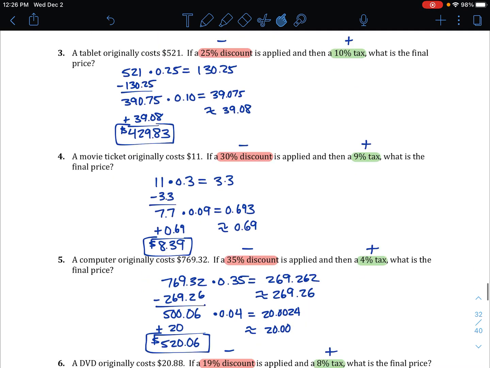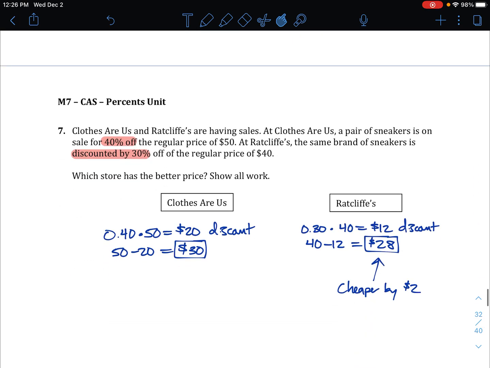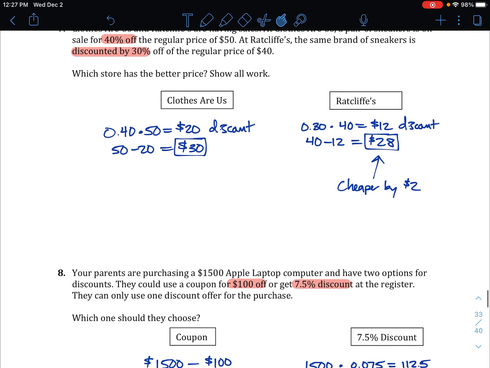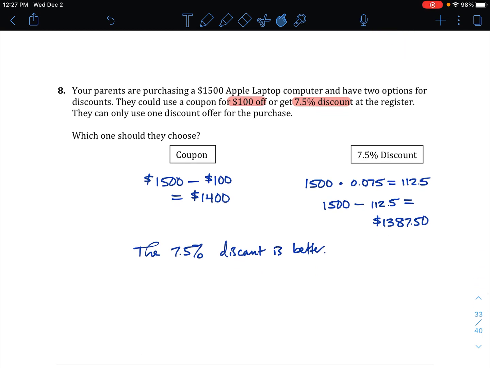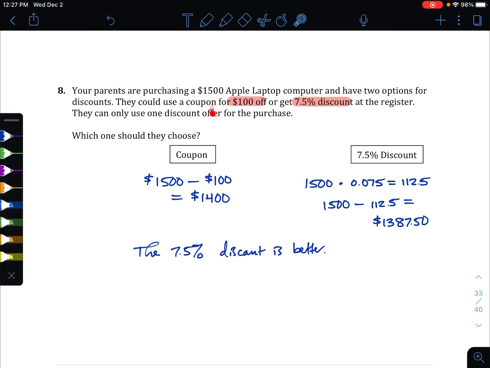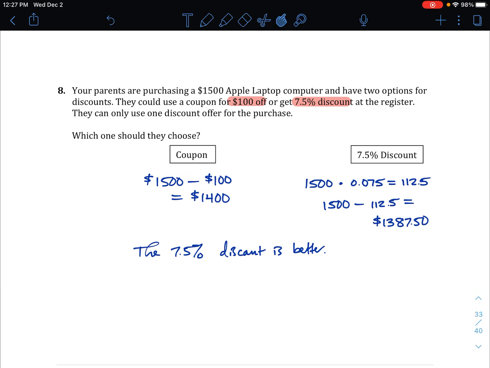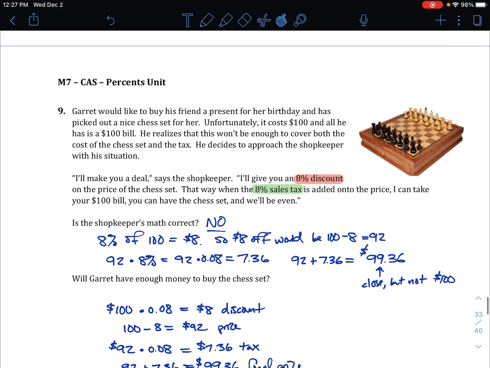Then we did some more examples with tax and discount. Just remember to always keep in mind that the discount is subtracted, tax is added. Again, the order doesn't matter. We saw better deals here on this page 33. $100 off coupon, so here's where it would matter. If we're talking about a coupon for money off, not a percent off, the order is going to make a difference. So we should be careful with problems like that.